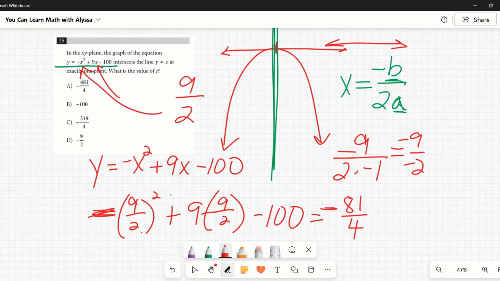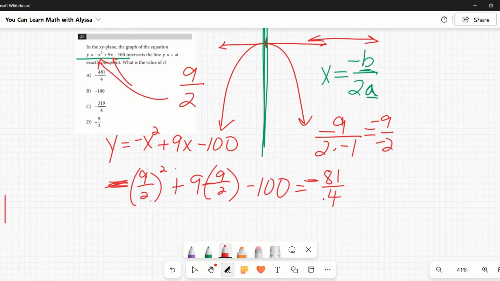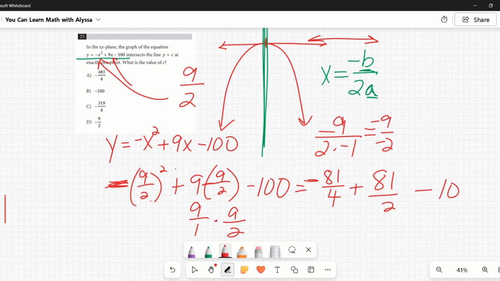Then plus 9 times 9 halves. When you multiply fractions like that, it's the same as 9 over 1 times 9 over 2. So 9 times 9 on top is 81. 1 times 2 is 2. And then we subtract 100. So to combine these fractions, negative 81 fourths and 81 halves, this needs to become fourths. So to change that to fourths, we need to multiply by 2 over 2. That will make the bottom fourths.